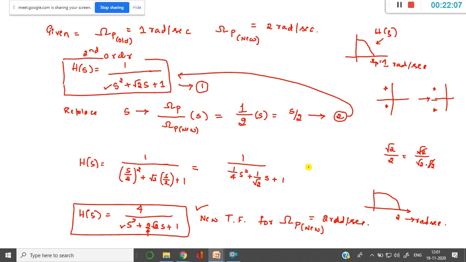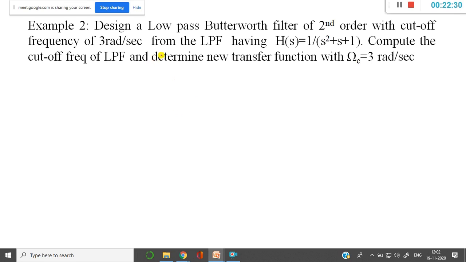This is very simple and straightforward, and the only thing you need to understand is how to write a transfer characteristic for a given h of s, and whether it is a low pass filter or high pass filter that you want to change it to. One more example we'll solve quickly. Design a low pass Butterworth filter of second order. Sorry, this is not low pass, this is supposed to be high pass. Change this. Design a high pass Butterworth filter of second order with cutoff frequency of 3 radians per second.